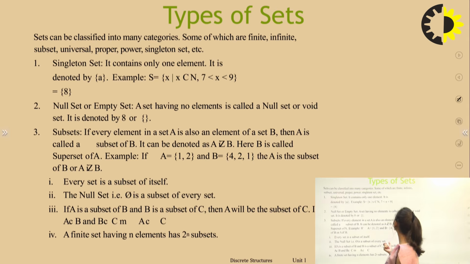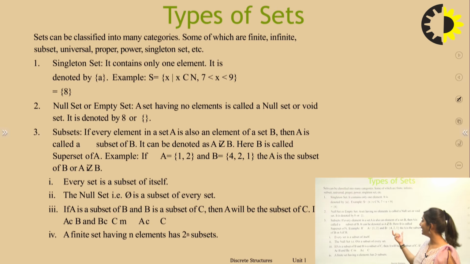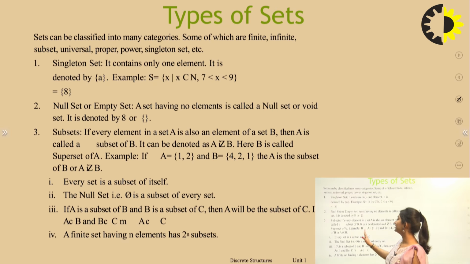Subset means, for example, you have this set of 4, 2, 1, B, and you just count 1 and 2 elements of that. So that is a subset of that, the derived set from the main set. If every element in set A is also an element of set B, then A is called a subset of B. Every set is a subset of itself. This is very important, because it will definitely have those elements, bare minimum, there by default in itself.